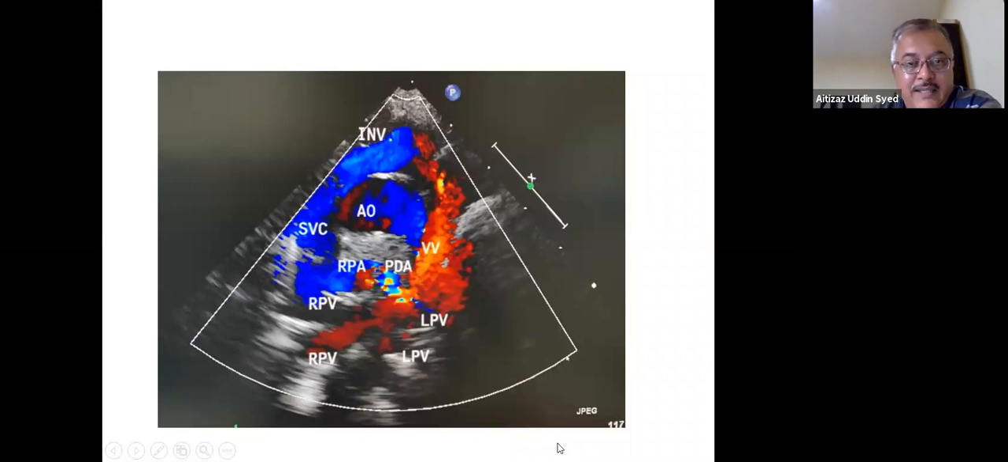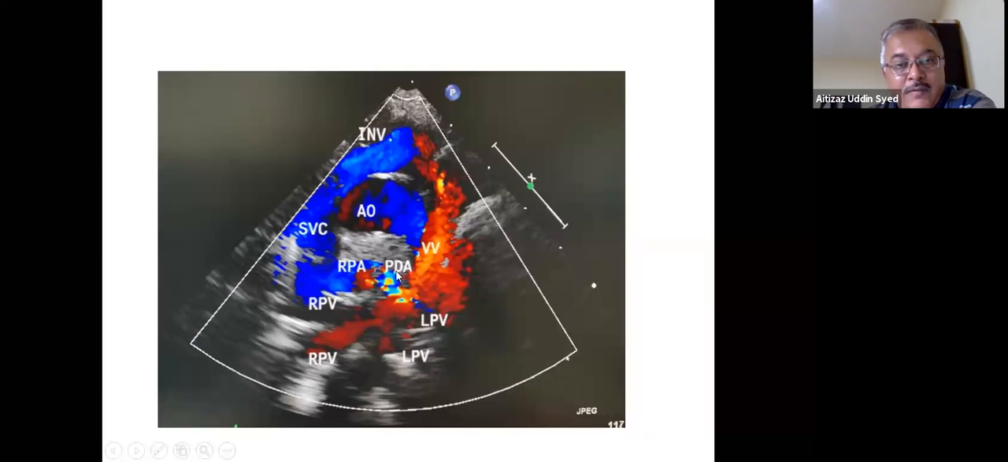This is a very nicely labeled slide, which I got from another colleague. You see pulmonary veins on the left side, pulmonary veins on the right side, they go and join the confluence, and the confluence comes up as a vertical vein, and then innominate vein, SVC, and then you have evidence of some PDA here, and this is the flow in the aorta. So basically the echo, most of the time, will give you almost a complete picture.